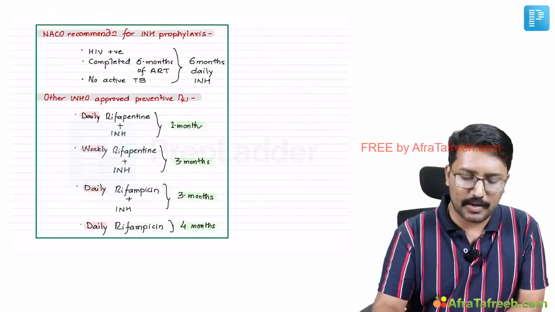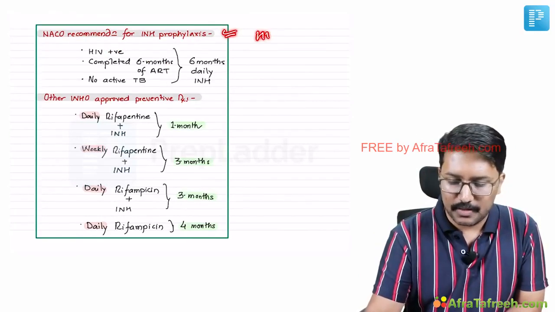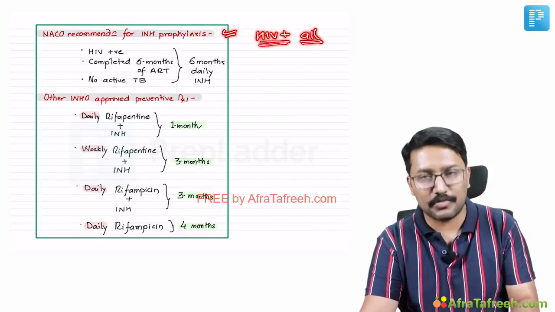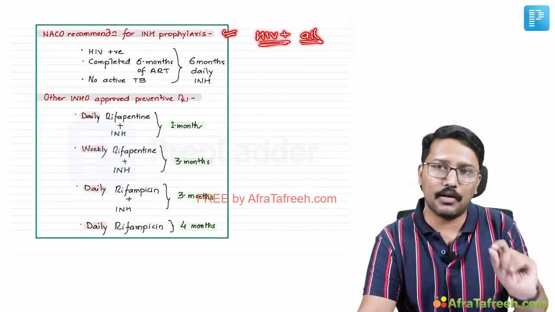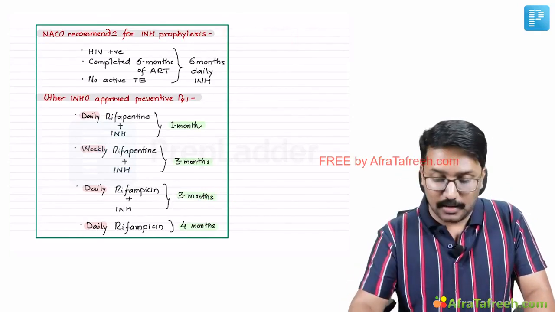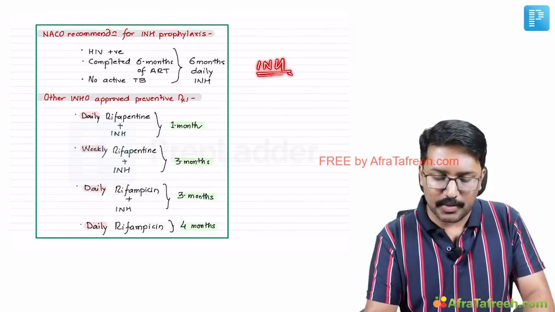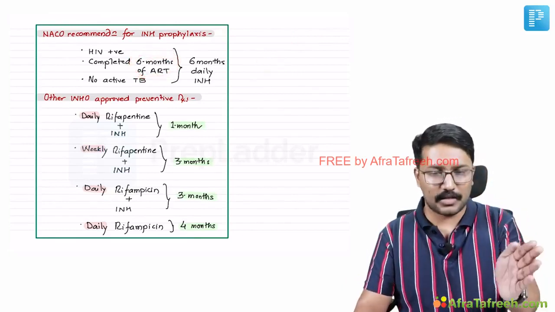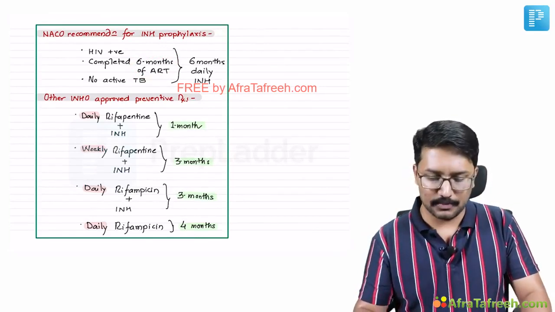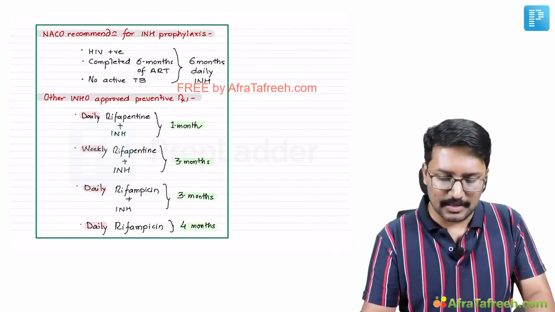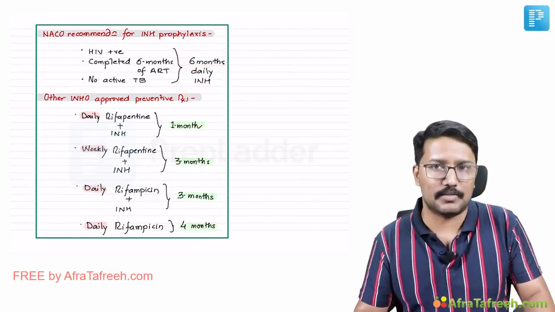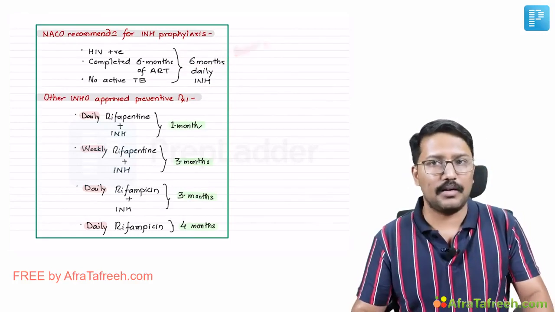The regimen that is followed by NACO is for all HIV positive individuals, right? Because all HIV positive individuals are at risk of acquiring or reactivating latent tuberculosis infection, they should be treated with INH prophylaxis if they have already completed 6 months of ART, right? HIV positive, completed 6 months of ART, now he should be receiving INH prophylaxis. The INH prophylaxis is given as a daily drug for 6 months. This is the NACO recommended INH prophylaxis.